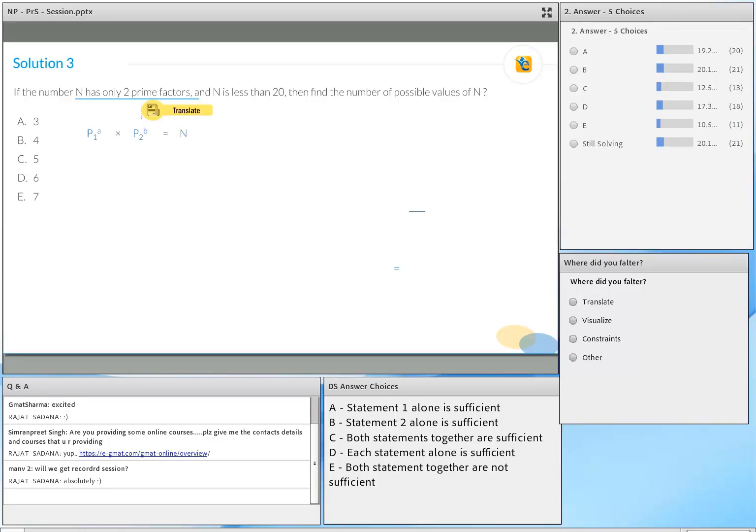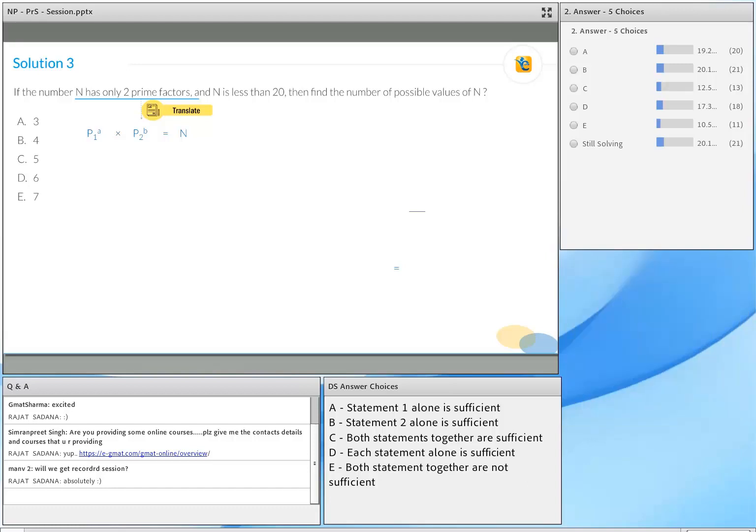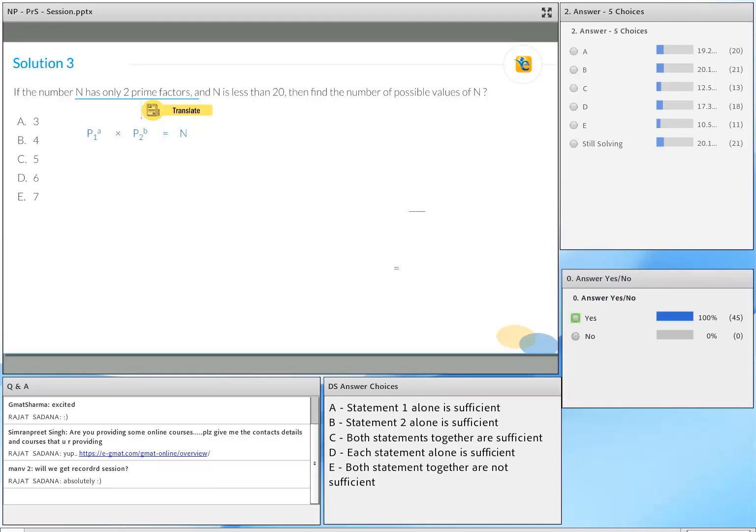Now, if a number has only two prime factors, that means I can express that number in this form, p1 to the power a times p2 to the power b. How many of you did this part here? How many of you expressed it in the form p1 to the power a into p2 to the power b? For those of you who didn't do that, you weren't able to apply the translate process skill. I want you to make a note of that.